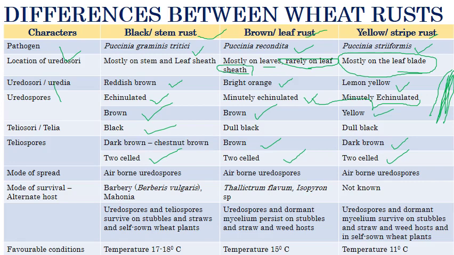That is why I told you that they can ask questions like this: double-celled teliospore is produced by wheat stem rust.